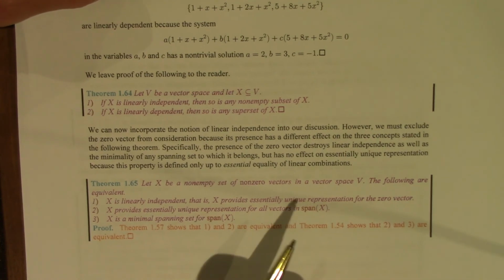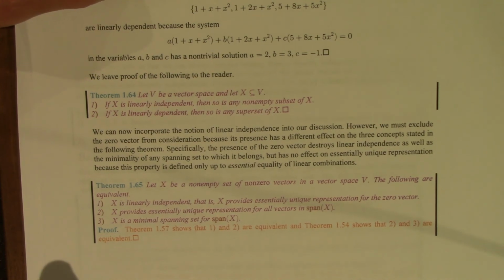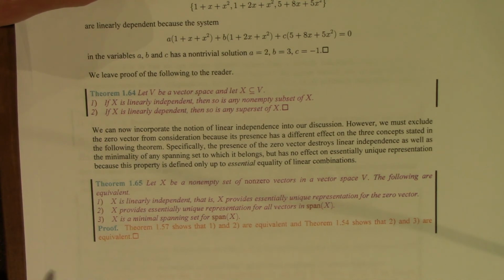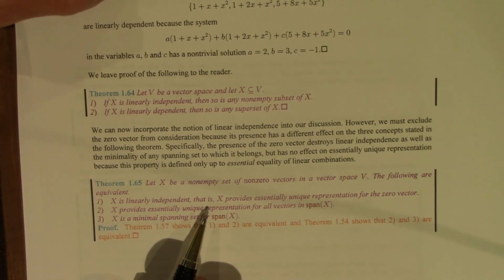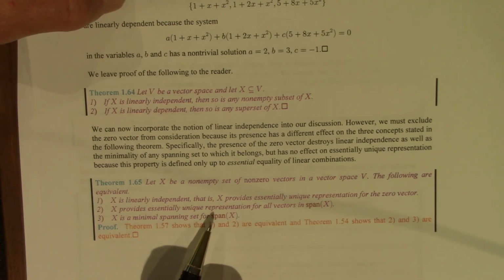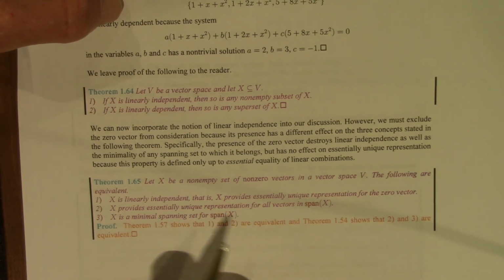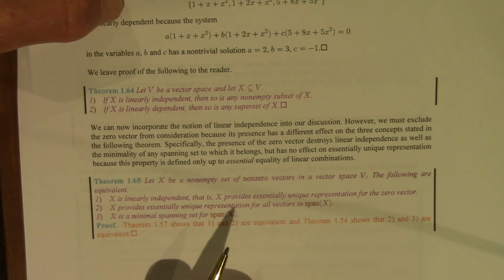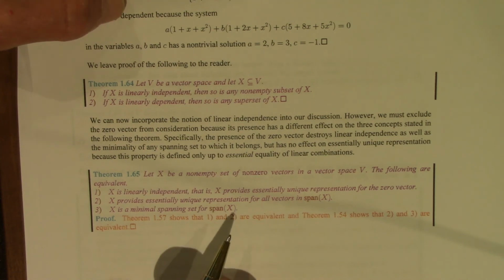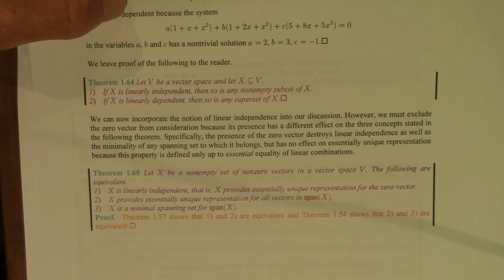Well, now we can incorporate the notion of linear independence into our previous discussion. There is one little wrinkle, and that is with the zero vector. The presence of the zero vector destroys linear independence, as we've seen in an example. It also destroys the minimality of spanning sets. A spanning set with a zero vector in it can't be minimal. But it doesn't have any effect on essentially unique representation because of the word essentially.